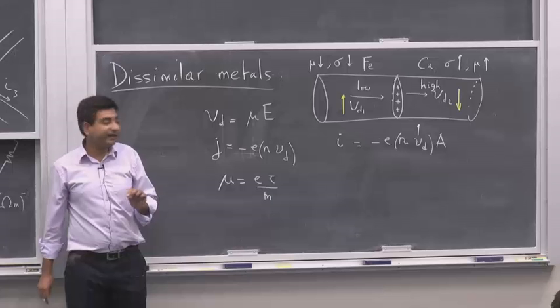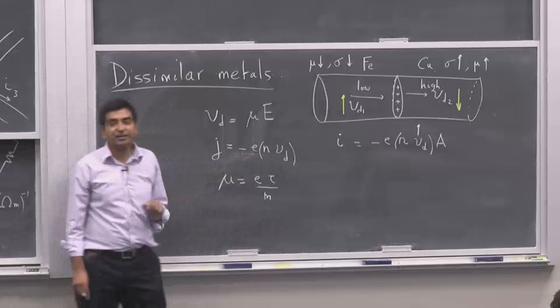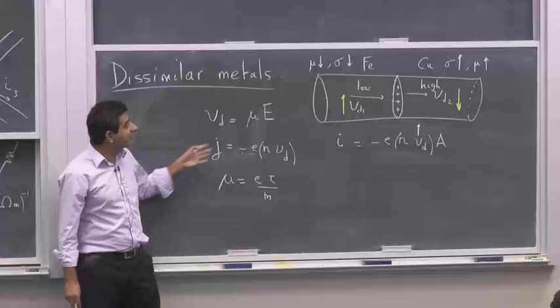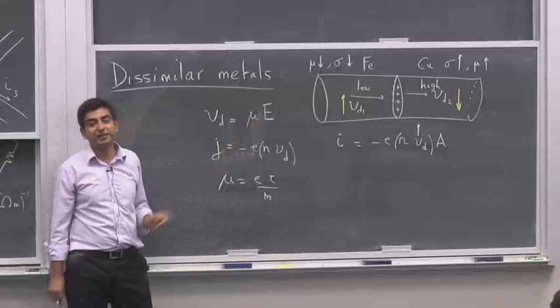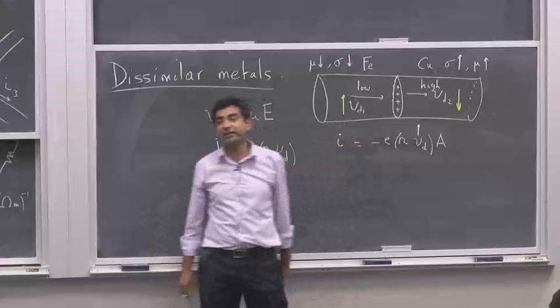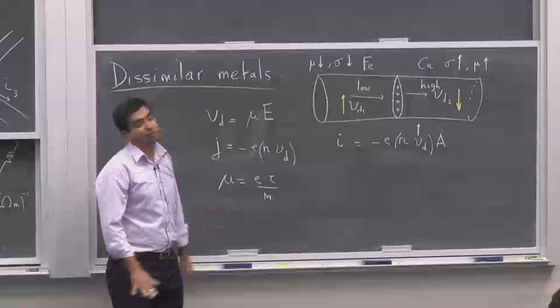So the key idea is that the drift velocities adjust in such a way, together with the carrier density, so that the current density on both of these sides is going to be the same. And the current is going to be the same because this cross-sectional area is the same for both of these metals.